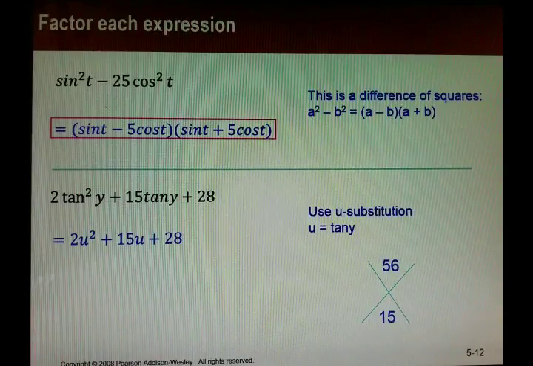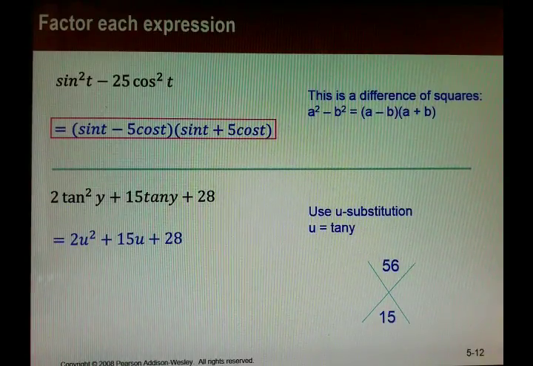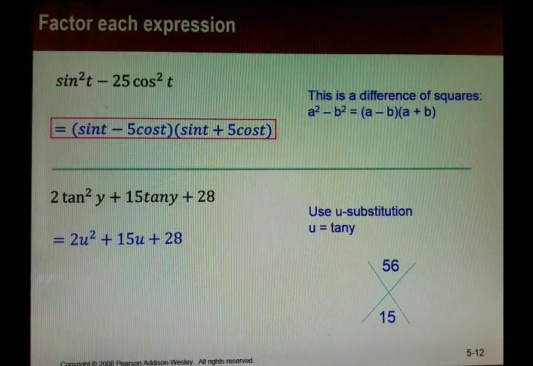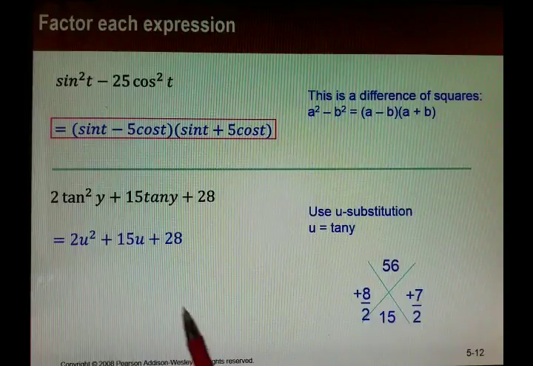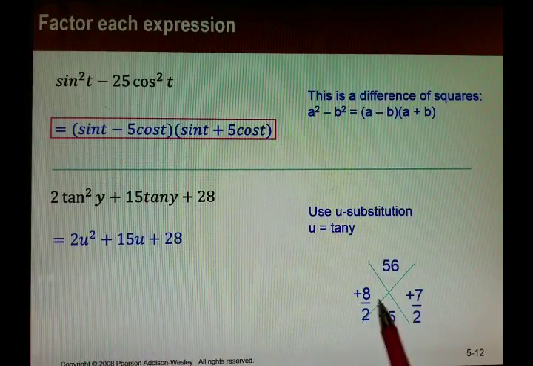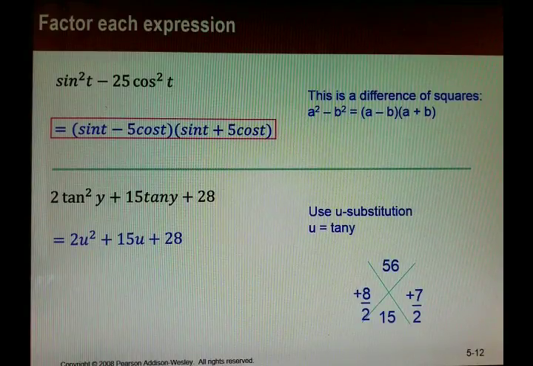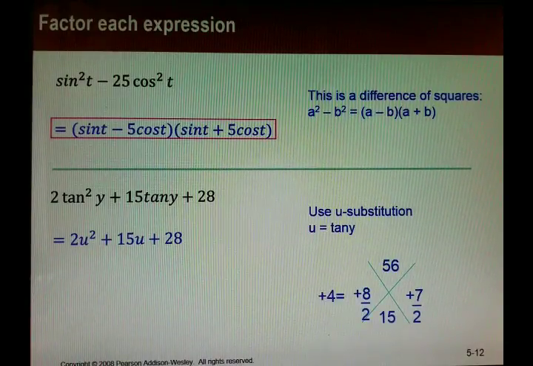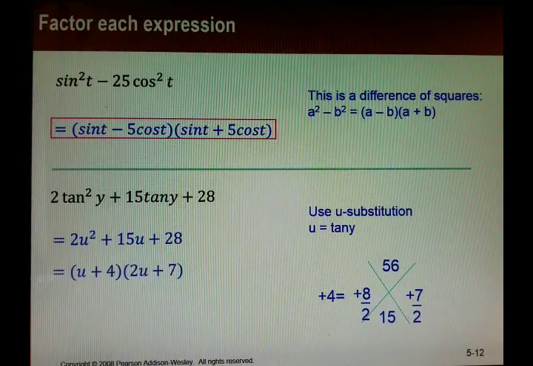For those of you who do the x, we took the first times the last, so that was 56. The middle term was 15. And don't forget that you want to put them over the first coefficient, and that first coefficient was 2. So the factors of 56 with the sum of 15 were 8 and 7. Now the 8 over 2 reduces to plus 4. So my factor is going to be u plus 4, 2u plus 7.